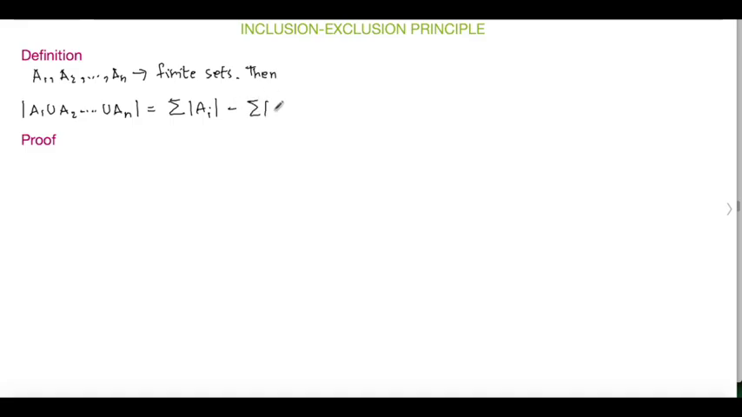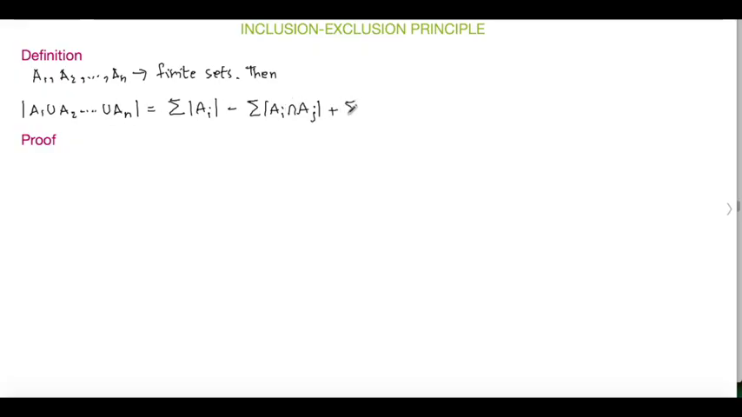If A1, A2 up to AN are finite sets, then the cardinality of A1 union A2 up to AN is equal to this expression: the sum of the cardinalities of AI, minus the sum of the cardinalities of AI intersection AJ. Note this is intersection and this is union.